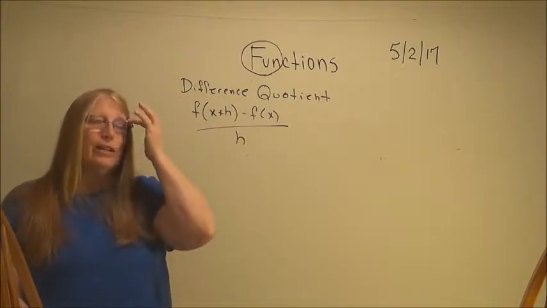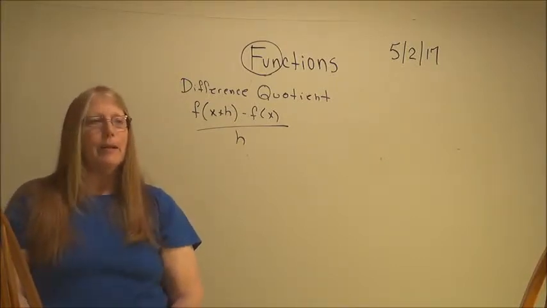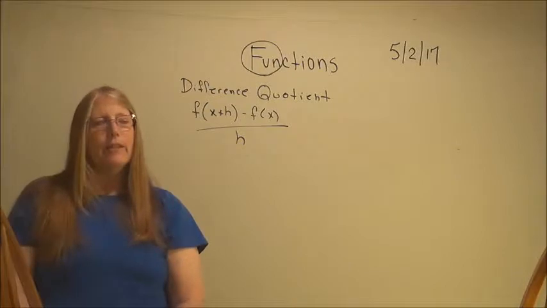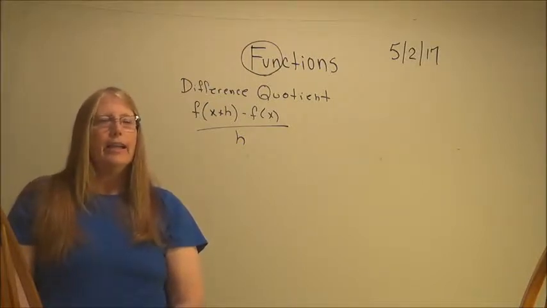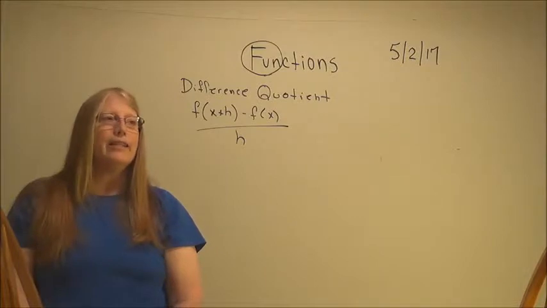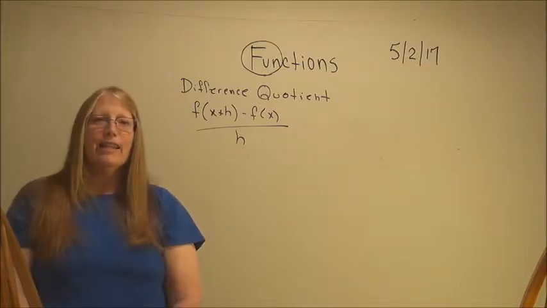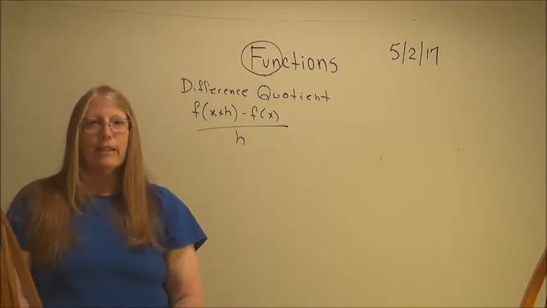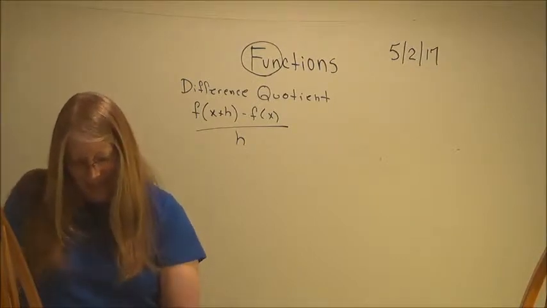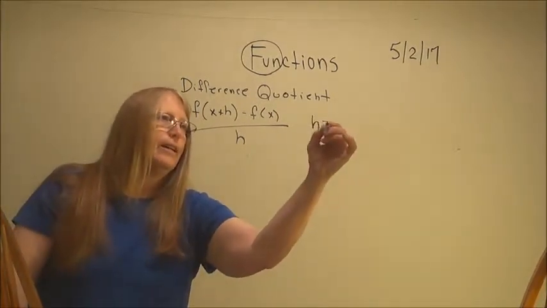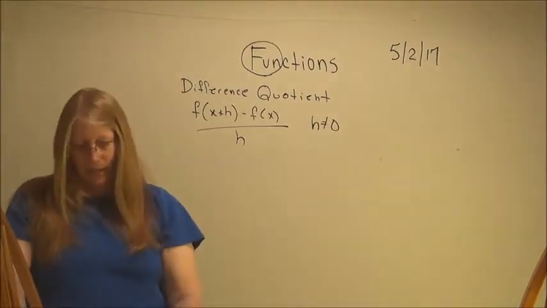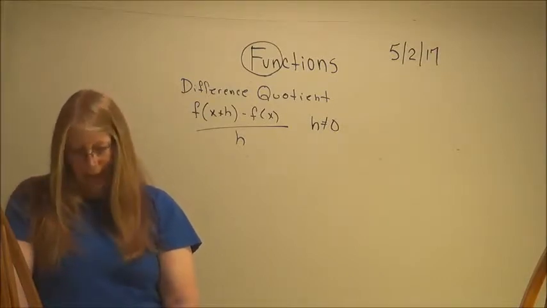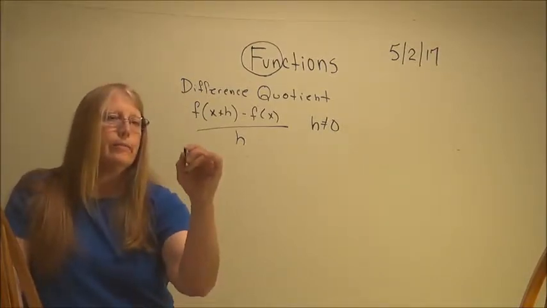So there's a little song. I will give you a problem. I won't give you this. I'll say find the difference quotient. So you have to know this. So I'll give you a little song: f of x plus h minus f of x, divided by h. This is the difference quotient. All right, h cannot equal 0 because we would be dividing by 0, and that is not allowed in the number system. So let's go ahead and find the difference quotient.